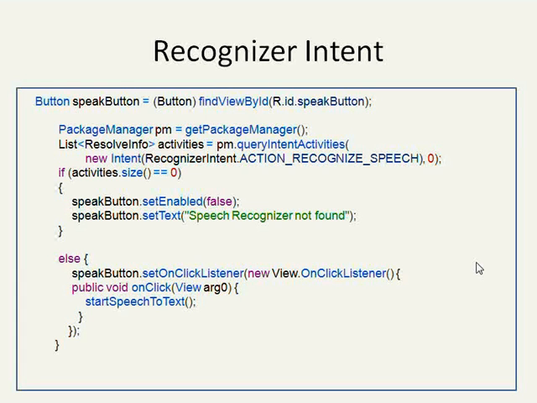And if some applications, if some activities are found, then it will go inside the else block, and it will execute the start speech to text method. Alright, so the start speech to text method is a user defined method that we will see right now in the next slide.